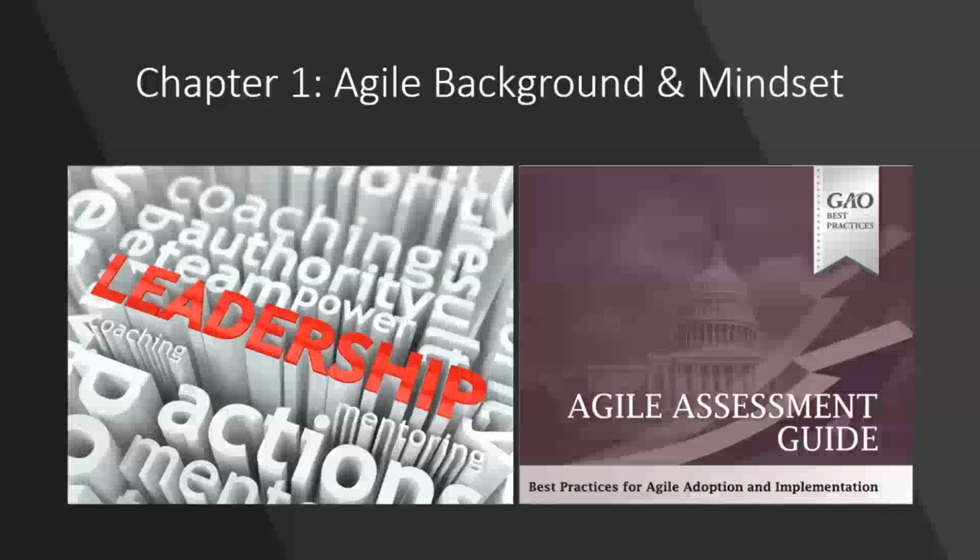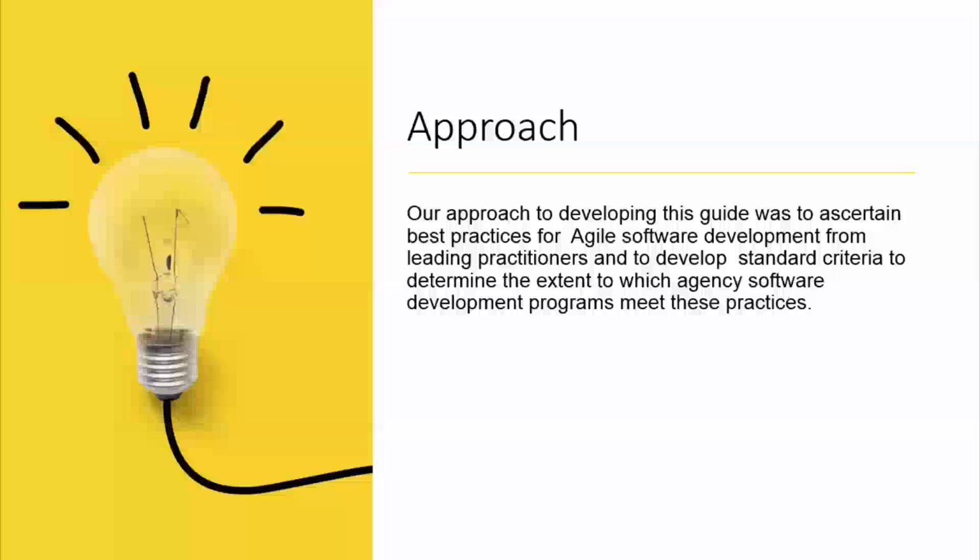First of all, the folks in the GAO committee that put this together tell you what their approach is. And they write, our approach to developing this guide was to ascertain best practices for Agile software development from leading practitioners and to develop standard criteria to determine the extent to which agency software development programs meet these practices.